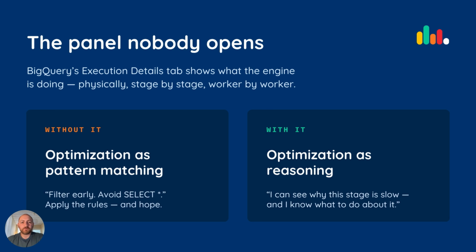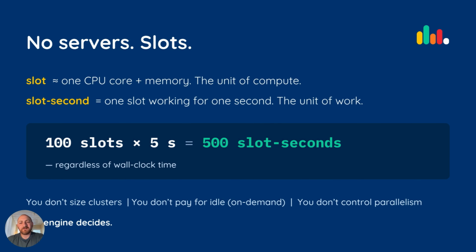When you run a query in Postgres or MySQL, you're sending it to a server, a machine with cores, memory, and disks. Want it faster? Buy a bigger machine. BigQuery doesn't work that way. There are no servers you provisioned, no node count to choose. You submit work and Google's infrastructure finds available compute and runs it.